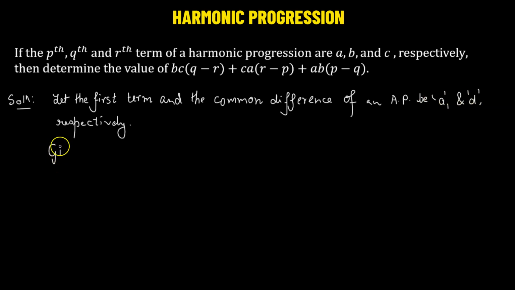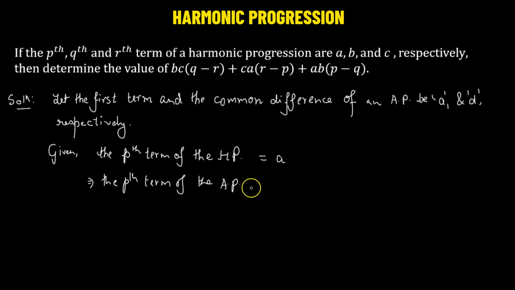Now in the problem it's given the P-th term of the harmonic progression has a value A. Now, we can also state that the P-th term of the arithmetic progression will be simply the reciprocal of the P-th term of the harmonic progression. Now, how do we define the P-th term of the AP? That's going to be the first term plus P minus 1 times the common difference D. So A1 plus P minus 1 times D equals 1 over A. So let's label this as number 1.